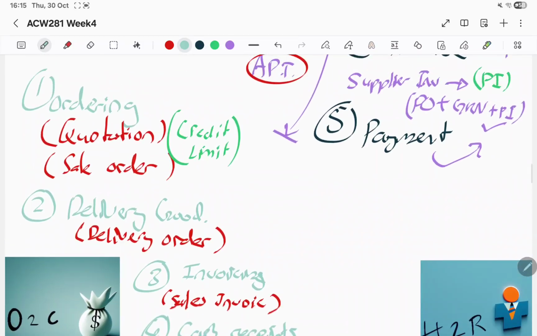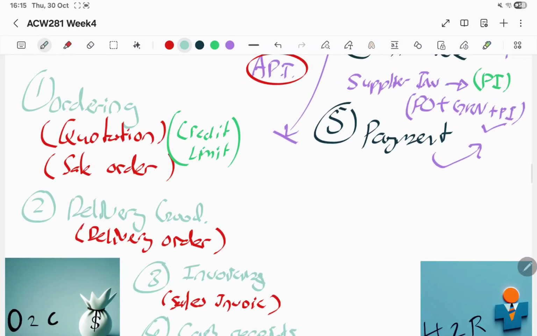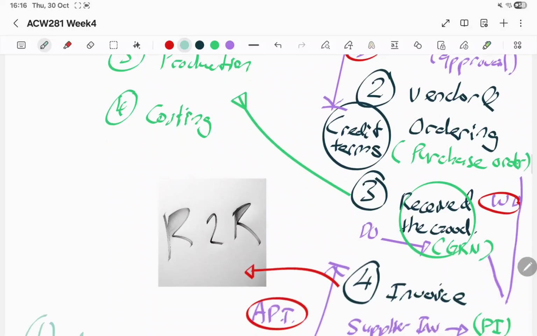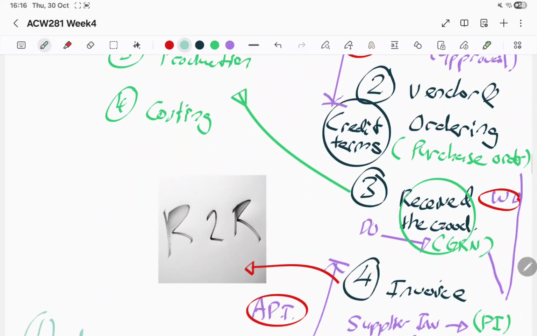Then over here, also very important for us to do the same thing for the purchase cycle, to determine who is the one that handles the process. We need to know who will be assigned with a certain role.